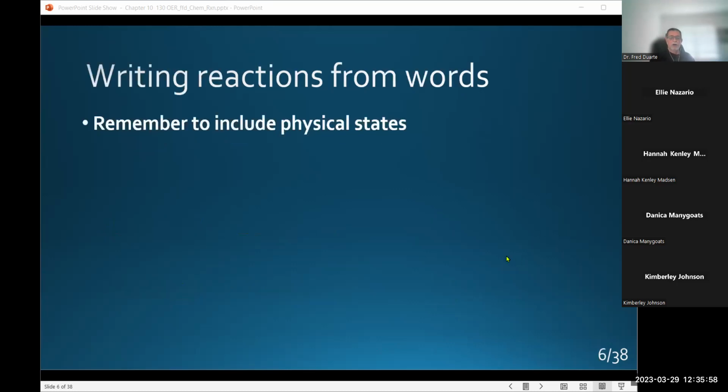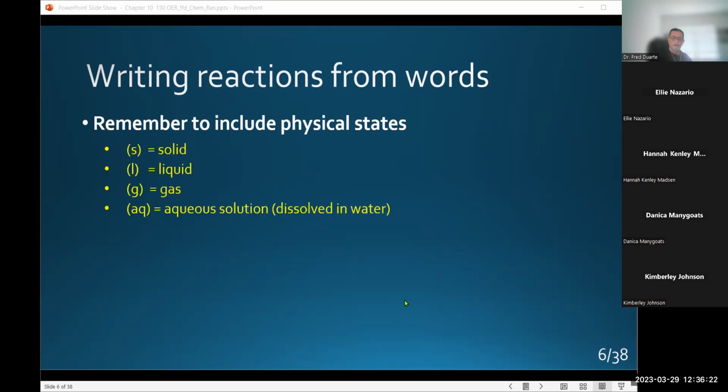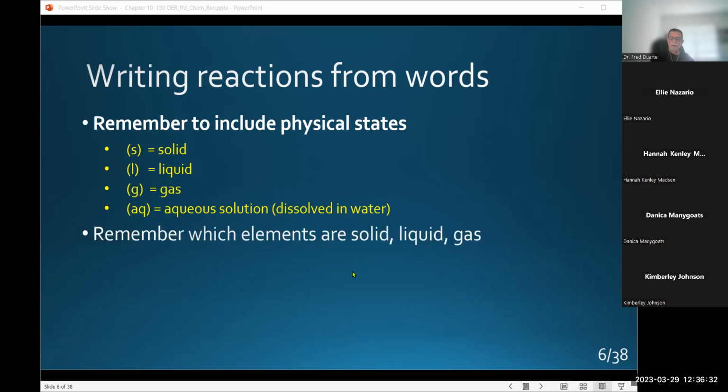So let's work on writing reactions coming from words, which I was just doing for you when we're given the reaction. I converted that to words, and remind you that those words could be converted to the reaction that you're given. Well, this is what we're doing here. Also remember the physical states: solid, liquid, gas. And if it's an aqueous system, and it will tell you it's an aqueous system, you put AQ.